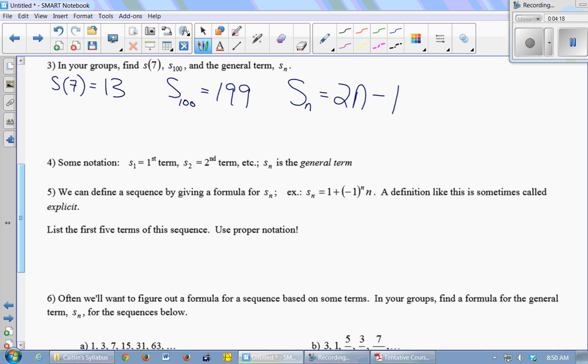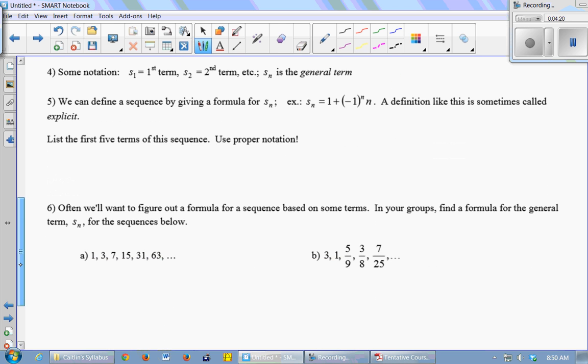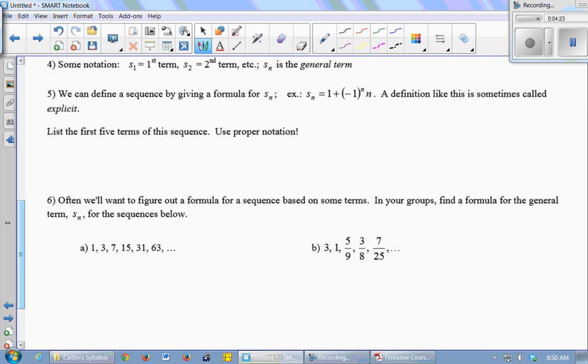Let's list the first 5 terms of this sequence. Actually, why don't you do it? Take a minute. Come up with the first 5 terms of that sequence. So you're just going to plug in n equals 1, n equals 2, up to 5.